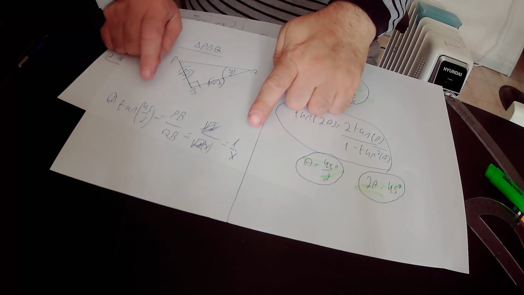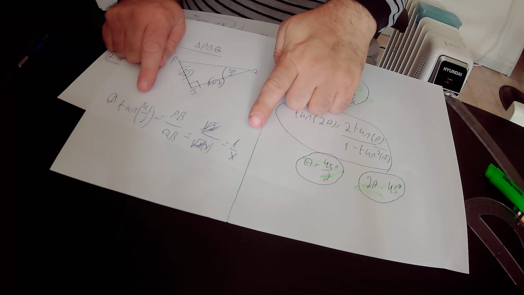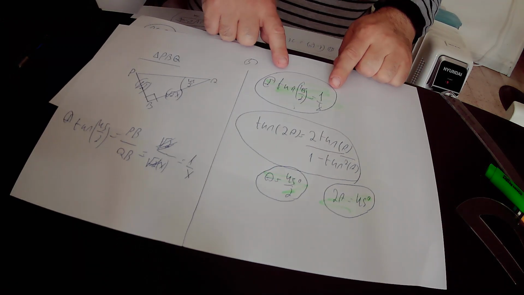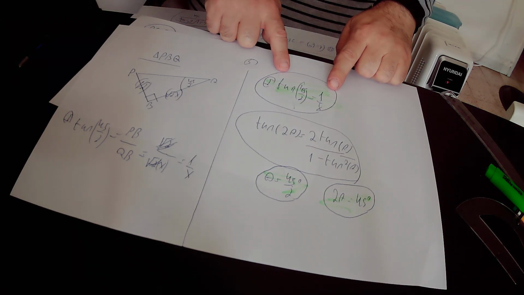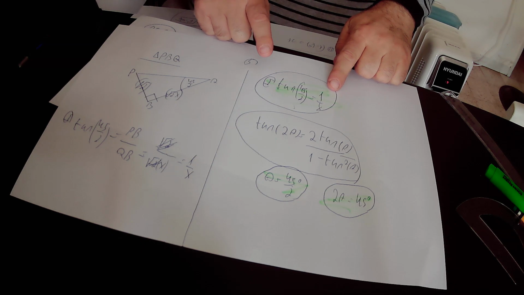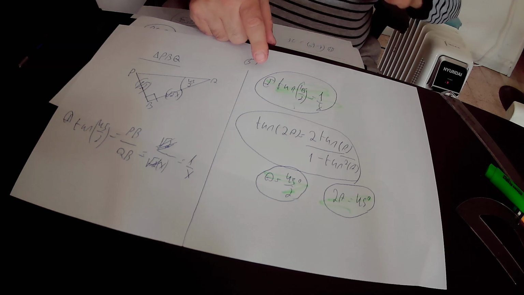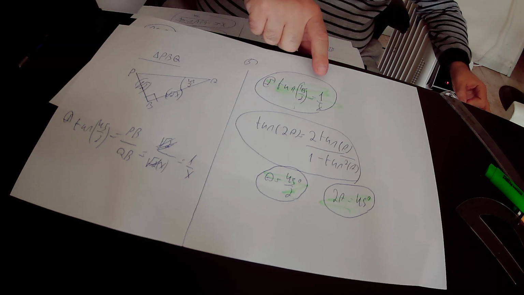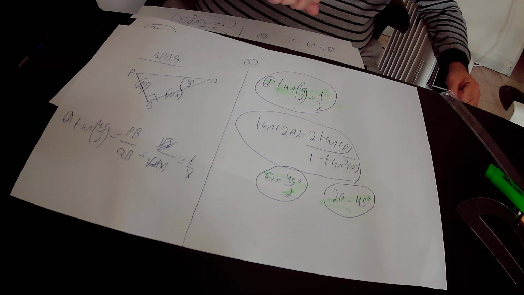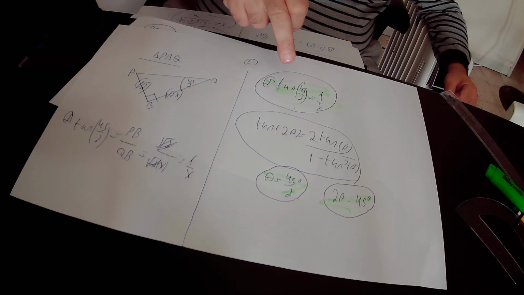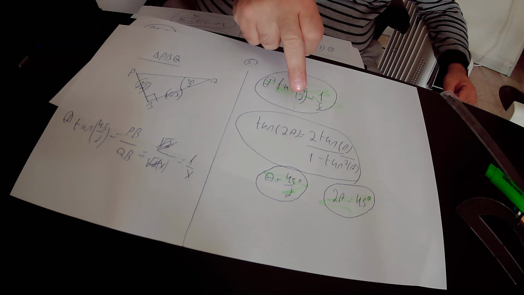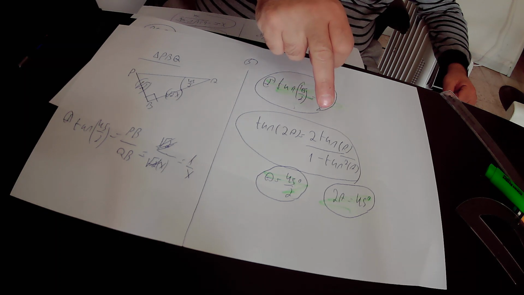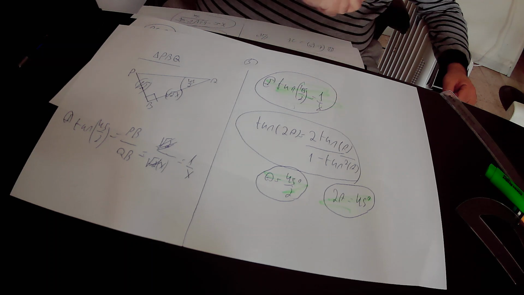That is to say, we found out that according to equation number 1, tangent 45 over 2 degrees equals 1 over x. I repeat again, tangent 45 over 2 degrees equals 1 over x. This is according to equation number 1. And we have the trigonometric identity that states that tangent 2 theta equals 2 tangent theta over 1 minus tangent square theta.